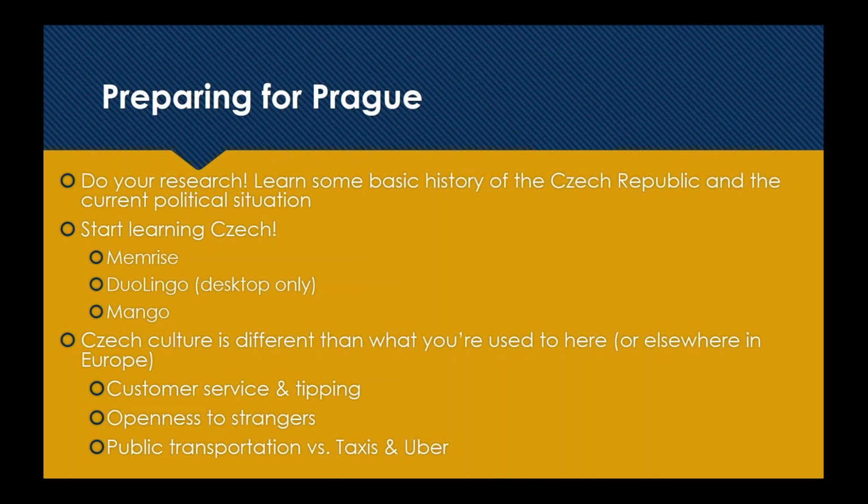The other thing that you can do is start learning Czech. So there's some free apps like Memrise and Duolingo. Duolingo has Czech, but only on the desktop version. So you can still use it on your phone, but you'll just have to type it into the browser instead of downloading the app. Mango is something like Rosetta Stone. It's a paid-for service, which also has Czech language. But if you want to use the free ones, I definitely recommend Memrise or Duolingo.